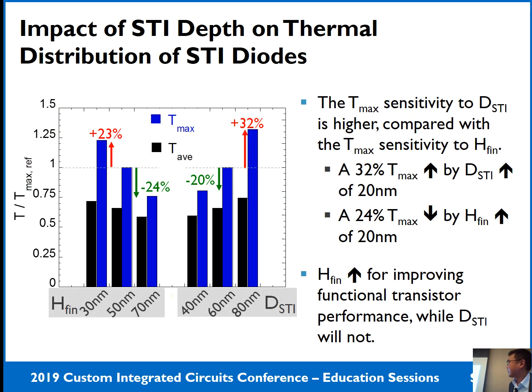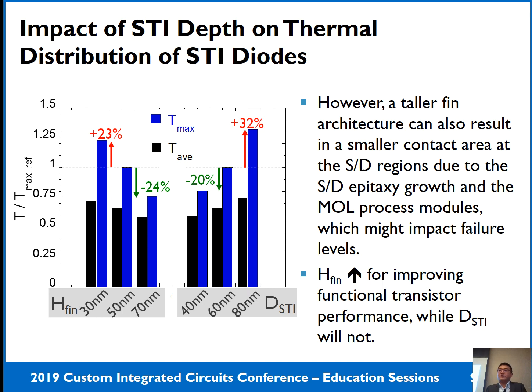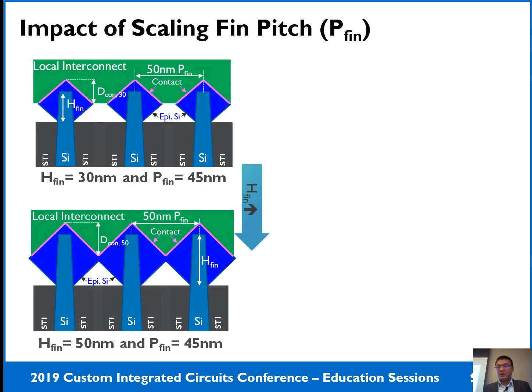So when the fin height increased or the STI depth reduced, both are beneficial to reduce the maximum temperature or the average temperature. So they are a good sign for future technology. However, all of these results are mainly based on one fin structure. So we are discussing one fin at this moment. If we consider the fin pitch also scaled, the story might be different. I will give you some examples in this slide.